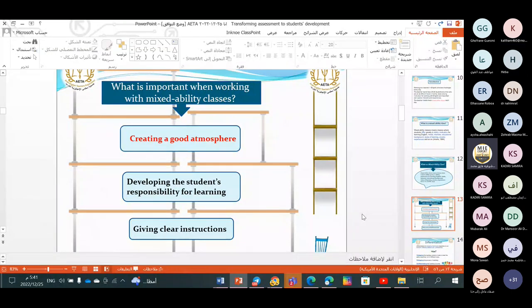Yes, so you mean it is important to check their understanding of this instruction by asking them, what are we going to do? Yes, Muhammad. Yes, Ahmed. Yes, Fatima. Yes, in order to be sure that they understood what he means them to do.